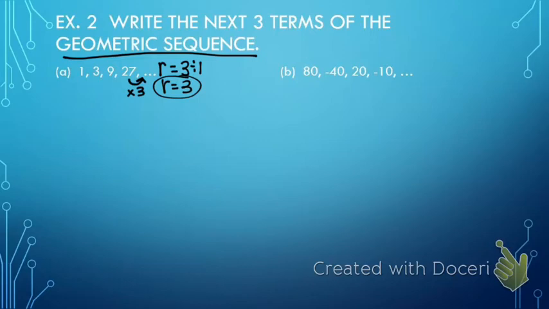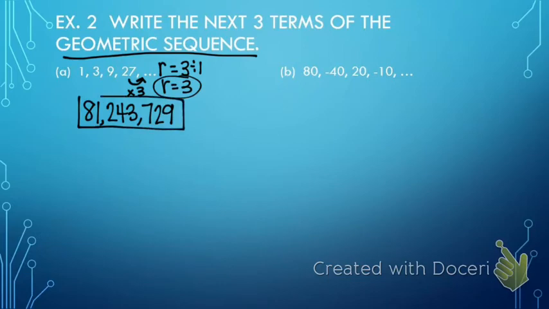So what's 27 times 3? 81. What's 81 times 3? 243. And what's 243 times 3? 729? Is that what y'all said? Yes. Good. So you showed me how you found the common ratio. You showed me that you knew what to do with it. And then you gave me the next 3 numbers. That's all I'm looking for. Now looking at letter B, we start by finding the common ratio. How are we finding the common ratio for letter B?